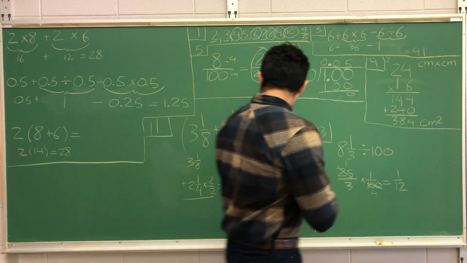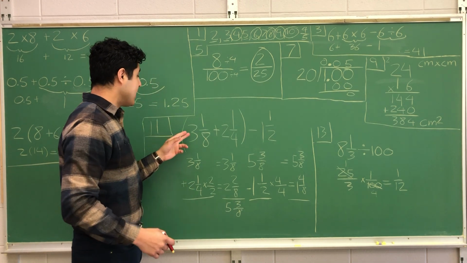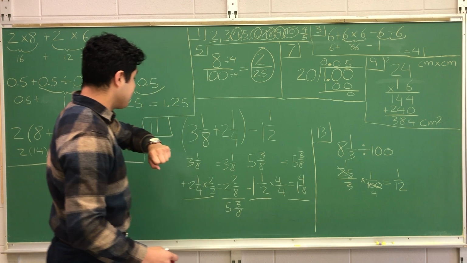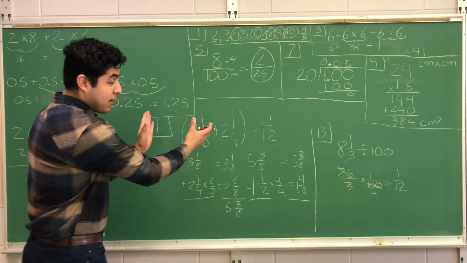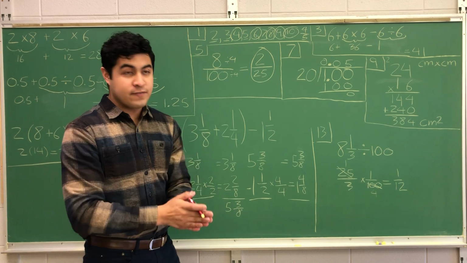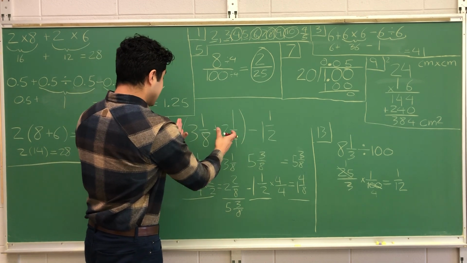All right, problem number 11 took up a large portion of the board. We have 3 and 1/8 plus 2 and 1/4 minus 1 and 1/2. All right, so the operations within parentheses need to be done first. So before I can subtract this or do anything outside of it, I need to focus on this.